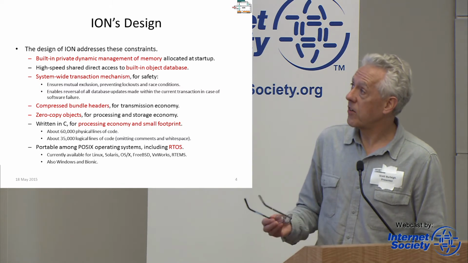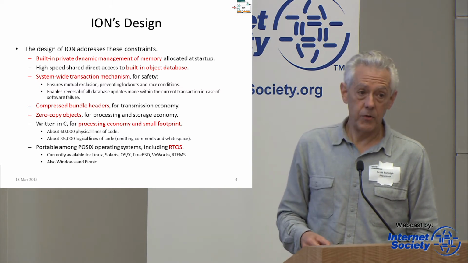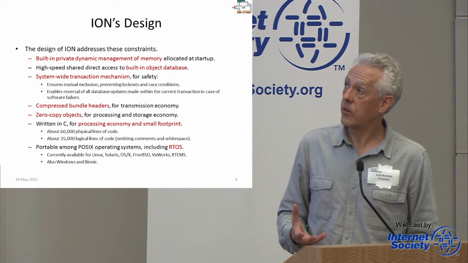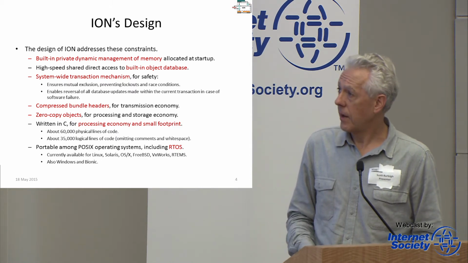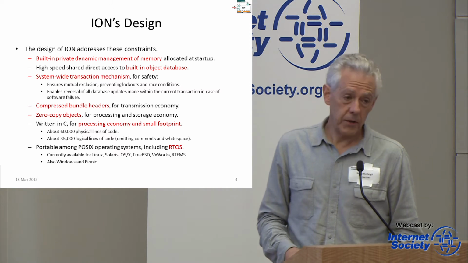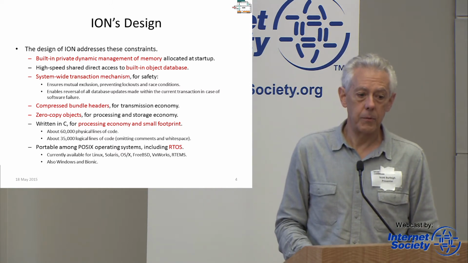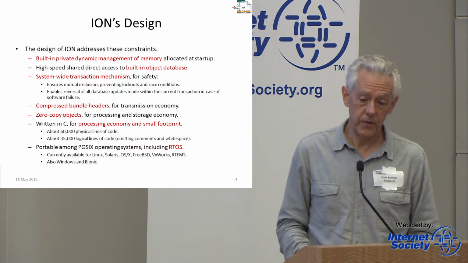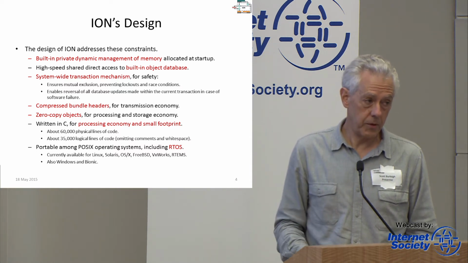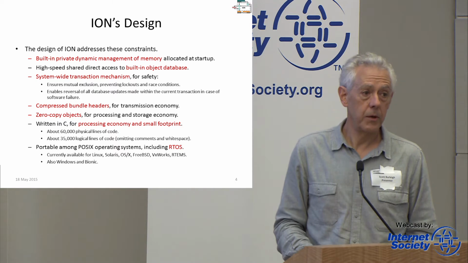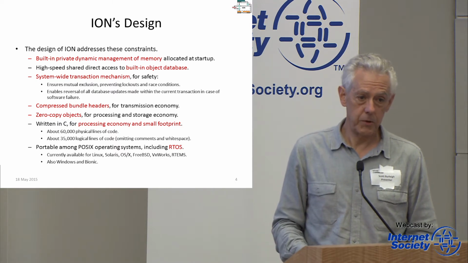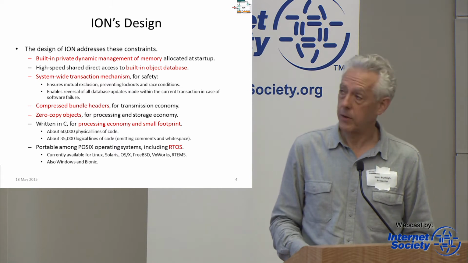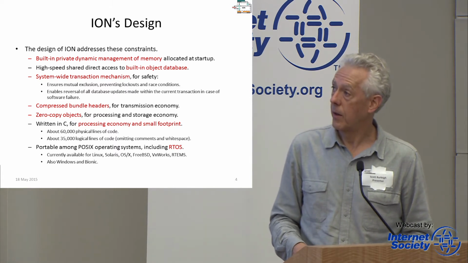That same transaction mechanism also is used to ensure mutual exclusion, so that you prevent race conditions and lockouts. The bundle headers: the DTN implementation for ION was the first one to use compressed bundle header encoding, because we wanted to be able to shrink the bundle headers down to a small size for transmission, for economy in using the bandwidth.